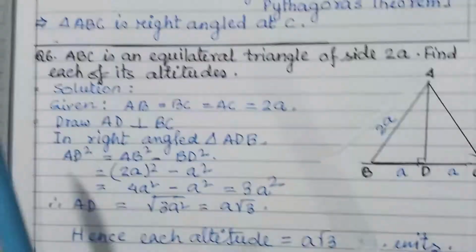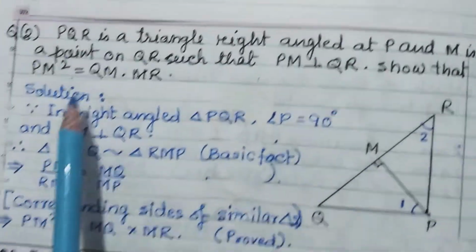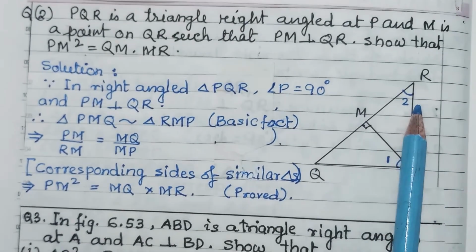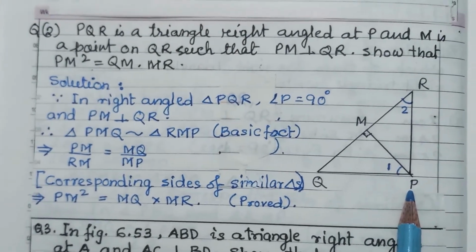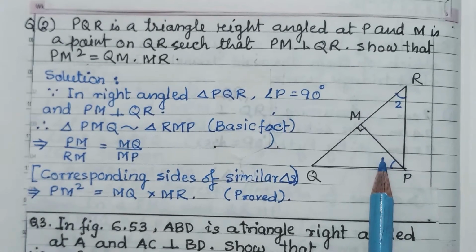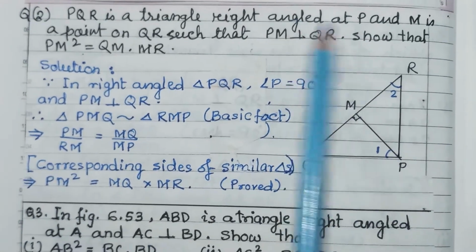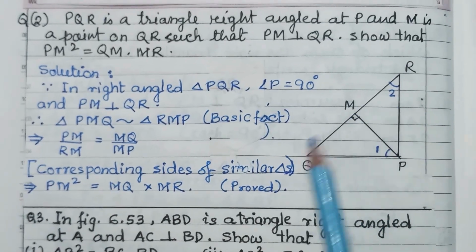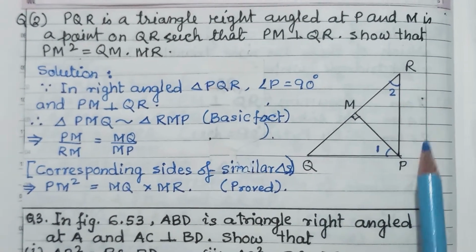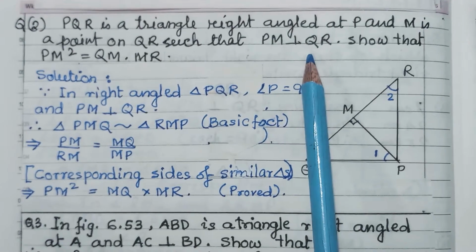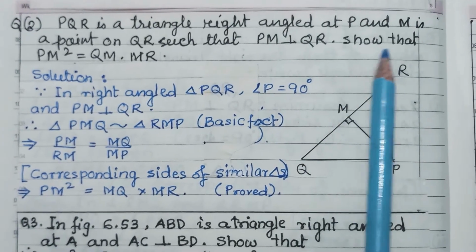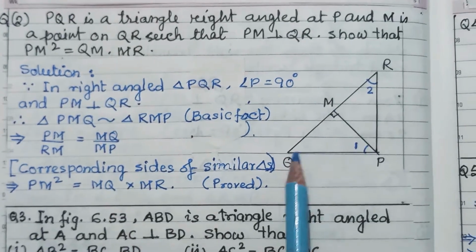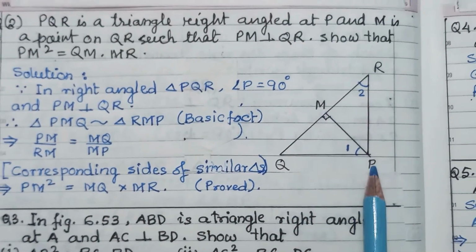Next, question number 2. PQR is a triangle, right angle at P, and M is a point on the side QR such that PM is perpendicular to QR. Show that PM square is equal to QM into MR.